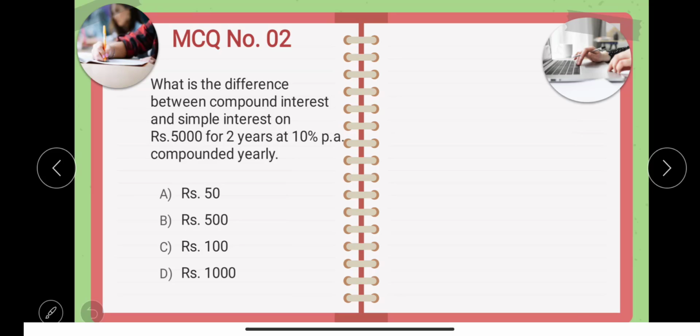So I am giving here only a hint on how to solve this example. The hint for calculation is very easy. Firstly you have to find out the simple interest on the given information. What is the simple interest? Simple interest is equal to PRN divided by 100. It means P is 5000 multiplied by the rate of interest, which is 10, multiplied by 2, divided by 100. So you will get the simple interest, which will be rupees 1000.